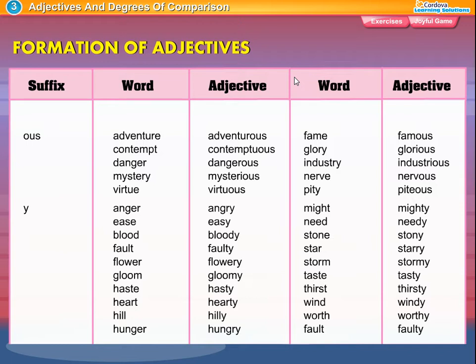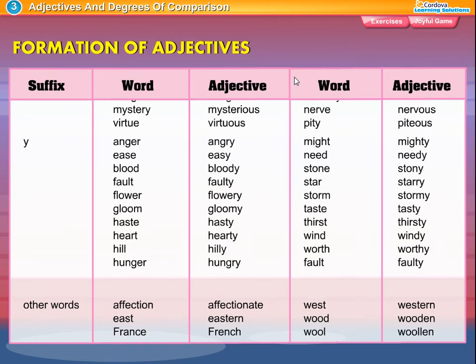Y: anger, angry; might, mighty; ease, easy; need, needy; blood, bloody; stone, stony; fault, faulty; star, starry; flower, flowery; storm, stormy; gloom, gloomy; taste, tasty; haste, hasty; thirst, thirsty; wind, windy; hill, hilly; worth, worthy; hunger, hungry. Other words: affection, affectionate; west, western; east, eastern; wood, wooden; France, French; wool, woolen.